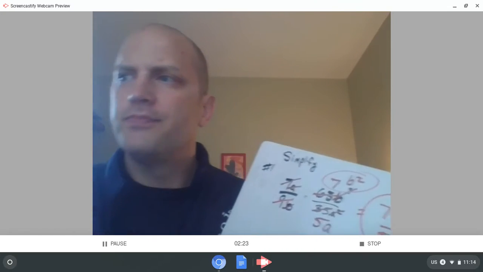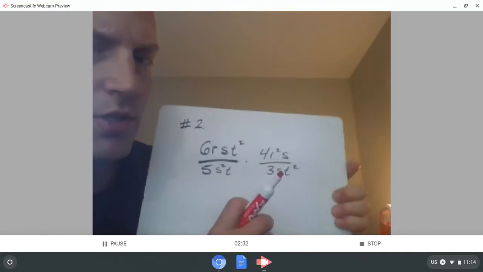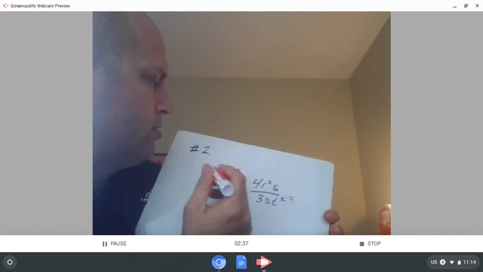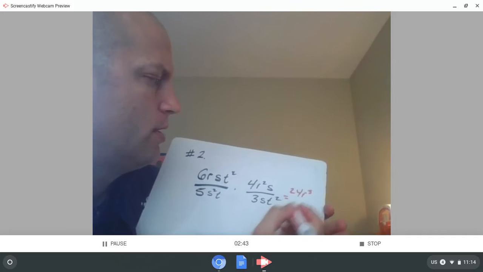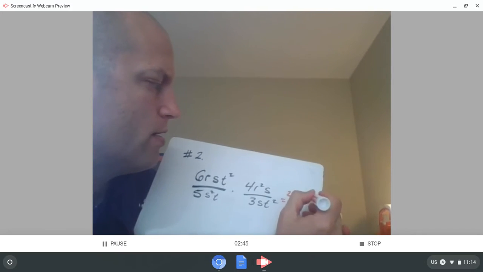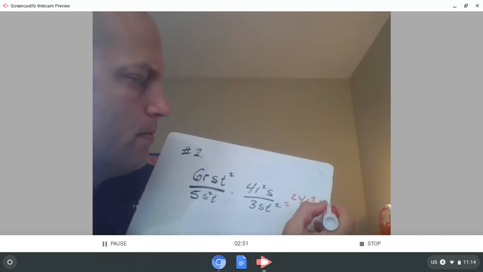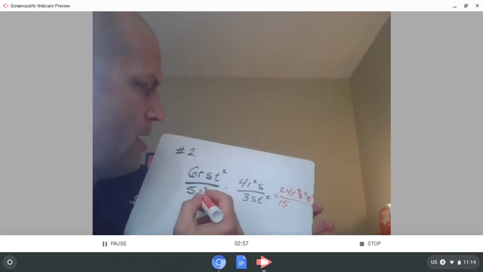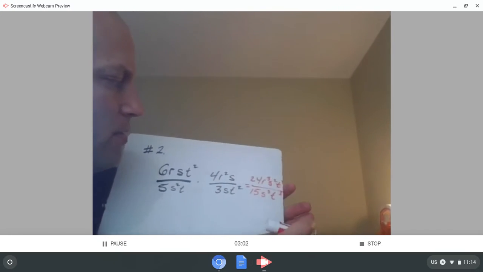Okay, so example 2. Let me show you a different way to do it. One thing you could do is just multiply across first, and then we'll reduce. So 6 times 4 is 24. R times r squared is r cubed. S times s is s squared. And I have a t on top, t squared. On the bottom, 5 times 3 is 15. S squared times s is s cubed. And t times t squared is t to the third.